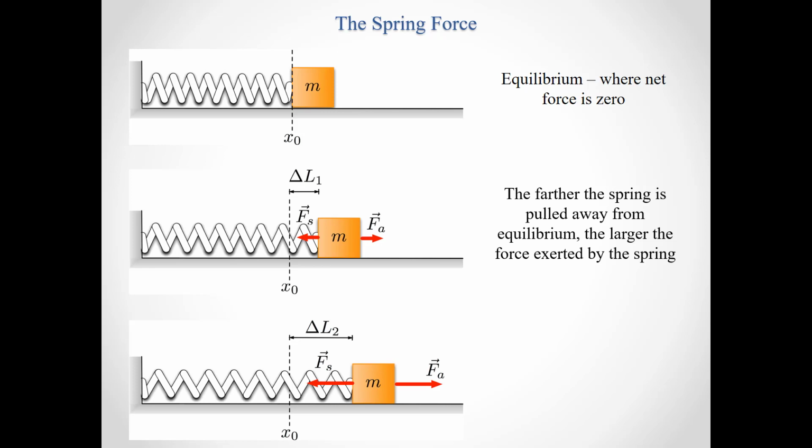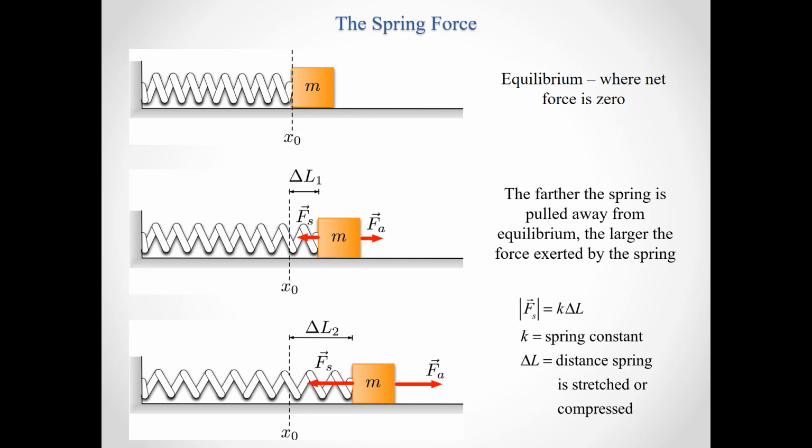The farther the mass gets away from equilibrium, the larger the force will be that is exerted on the mass by the spring. We can express the relation between the magnitude of the spring force and the distance the mass has been pushed or pulled away from equilibrium. The magnitude of the force exerted on the mass by the spring is directly proportional to the distance the spring has been stretched or compressed. The constant of proportionality in this case is the spring constant of the spring.